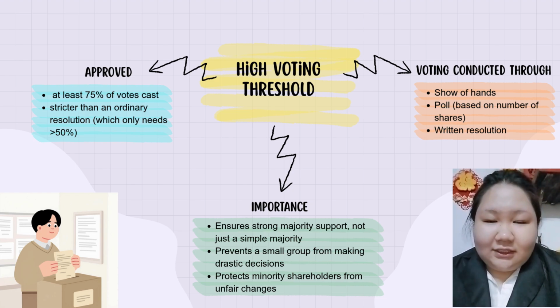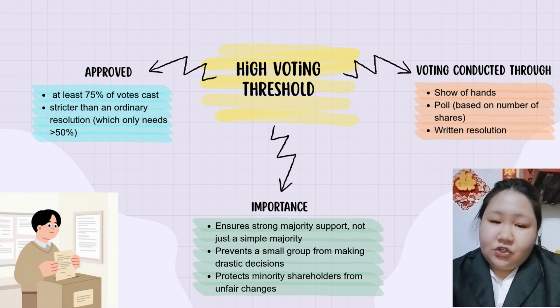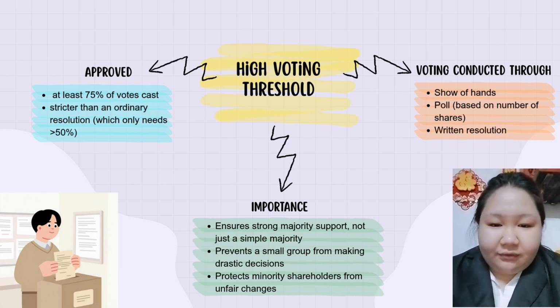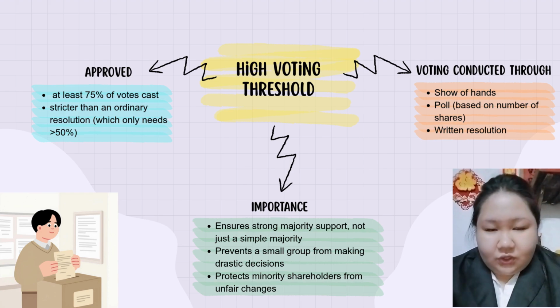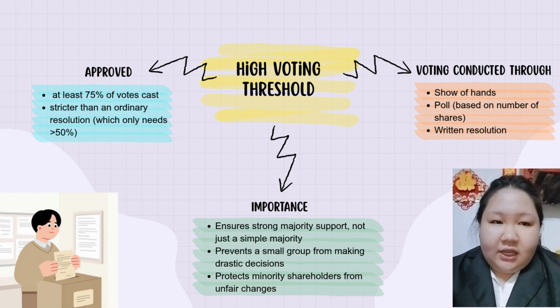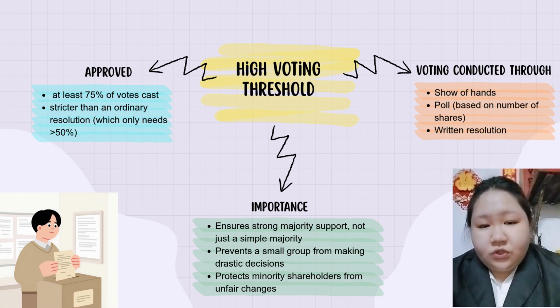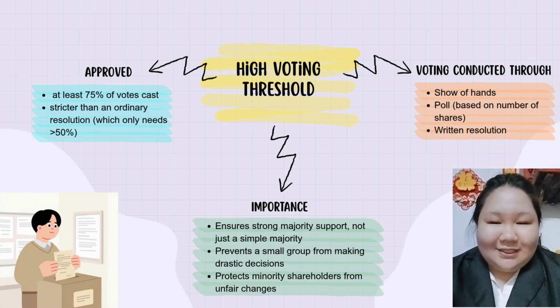How is voting done? It can be done through show of hands, poll, and written resolutions. What is show of hands? Show of hands means each person has one vote. And poll means more shares, more votes. For example, if I am a shareholder with 100 shares, I have 100 votes. For the written resolution, it means no meeting is needed, and the shareholders vote by signing a document.